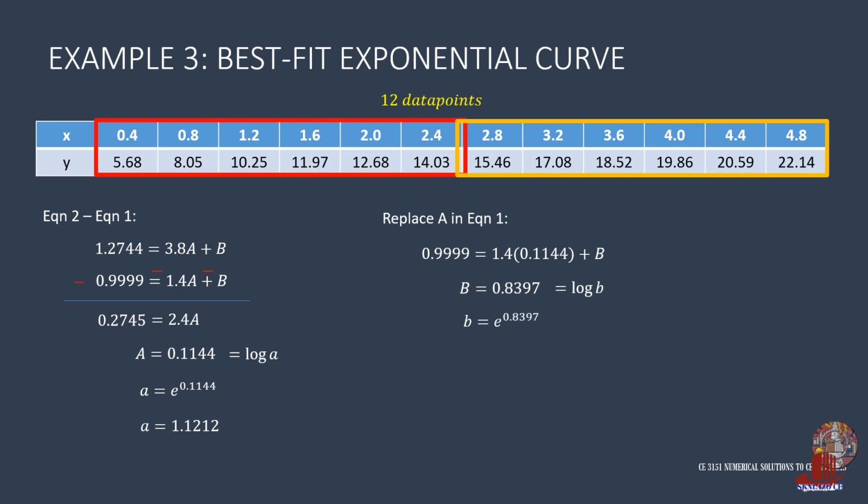So b is then e raised to 0.8397, which is 2.3157. With the exponential equation, we place the variables and come up with y as 1.1212 raised to x times 2.3157.